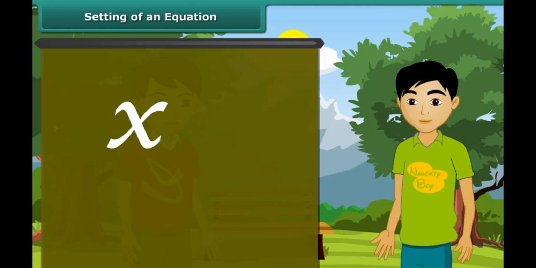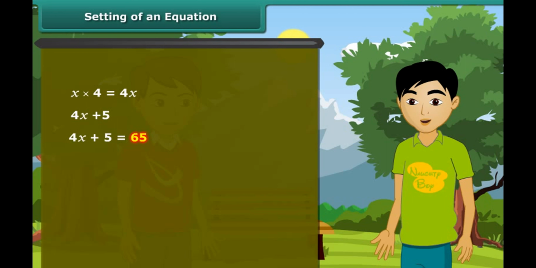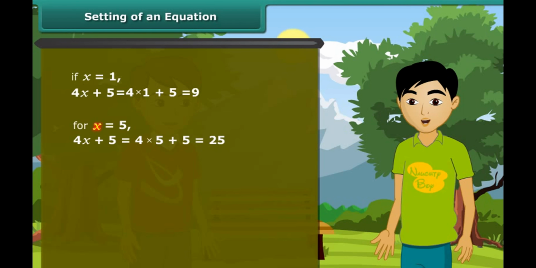I asked you to multiply the number by 4. You get 4x. Then add 5 to the product, which gave 4x plus 5. You get the result 65, which means 4x plus 5 is equal to 65. Now to find the number, I put different values of x. If x is 1, we get the answer as 9. If x is 5, we get answer as 25. Similarly, for x is equal to 15, we get the answer 65.